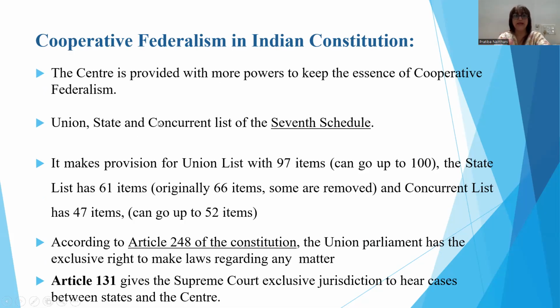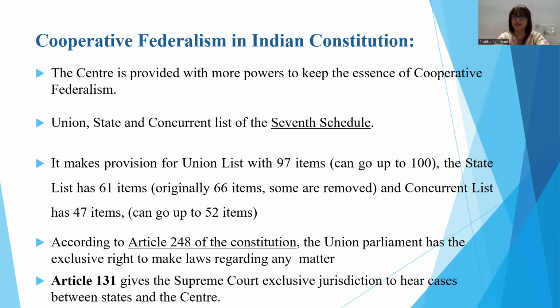So, you can read this, the concurrent list, union list, and state list. This we have discussed already. All this has also been discussed with you in greater detail. Here, according to Article 248, the Union Parliament has the exclusive right to make laws regarding any matter, not only in the central list, but also in the state list if the time demands it, if there is such a requirement.